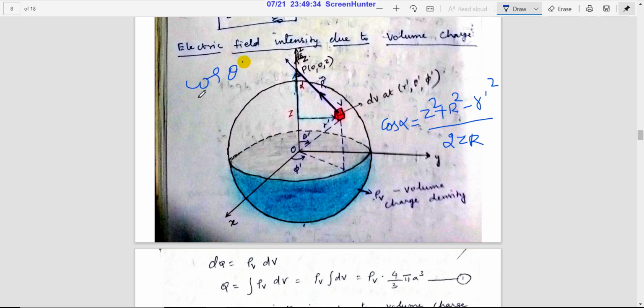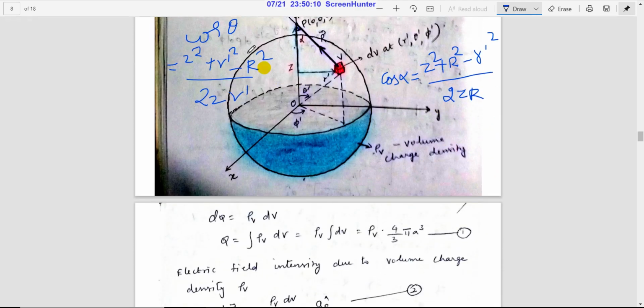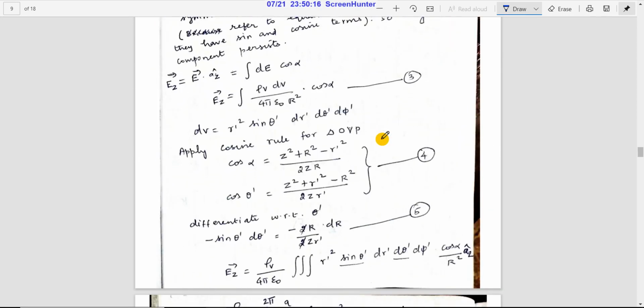So what is the cos theta dash value? You can write like the adjacent sides z square plus r dash square minus r square divided by 2 z r dash. So these are the two equations which we have written here. So applying the cosine rule, we can get these two equations.